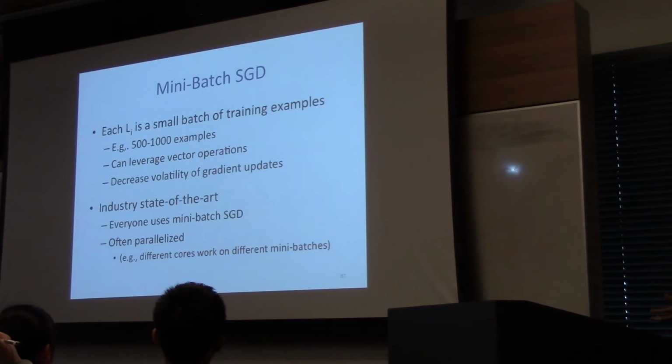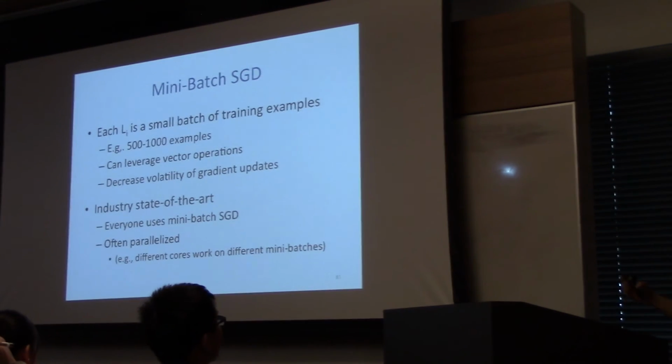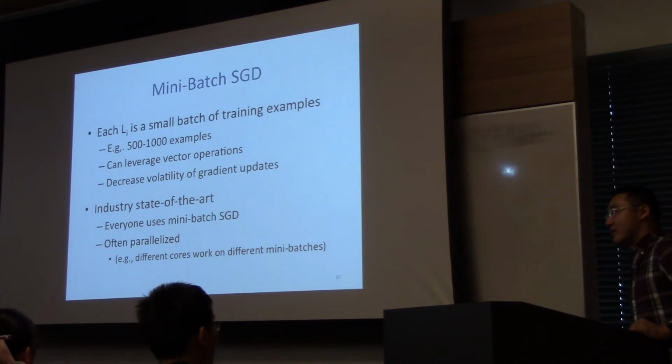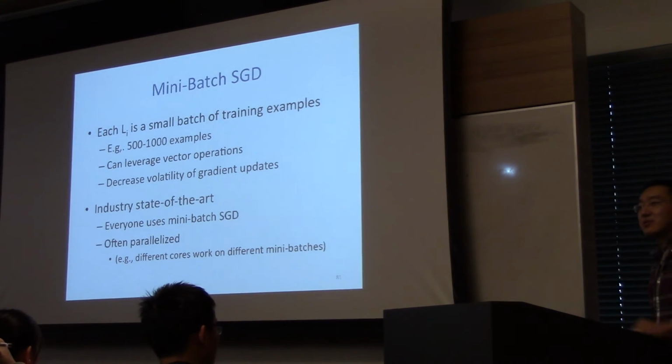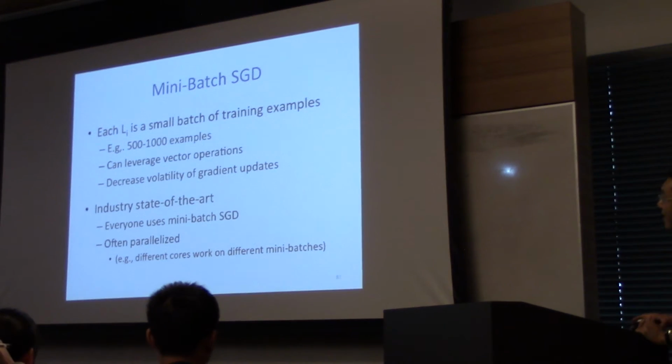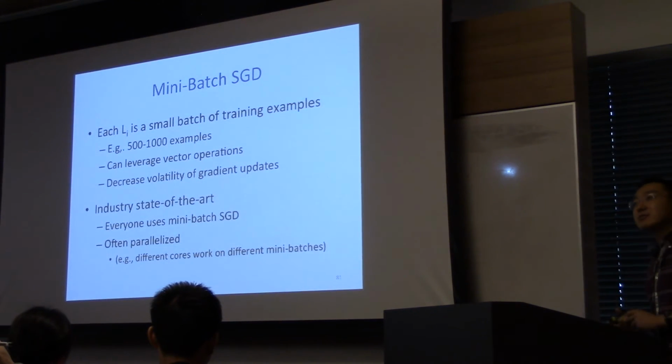And what this allows you to do, in many cases, is fast vector operations on 1,000 training examples using fast matrix operations. And this also decreases the volatility of your gradient updates, because it's less random. It's still an expectation, correct, and it has lower variance.